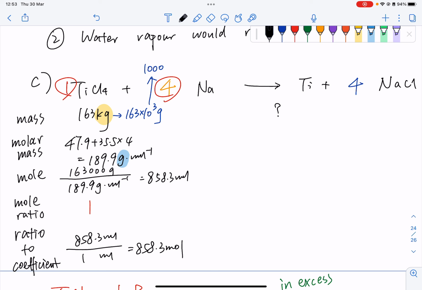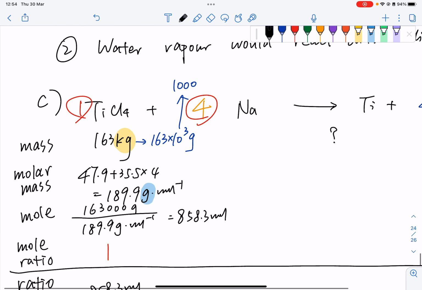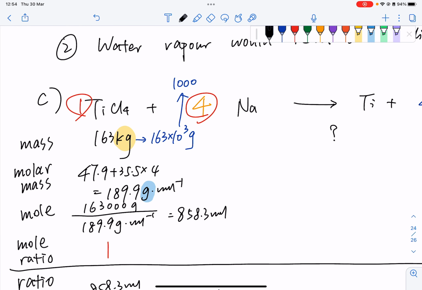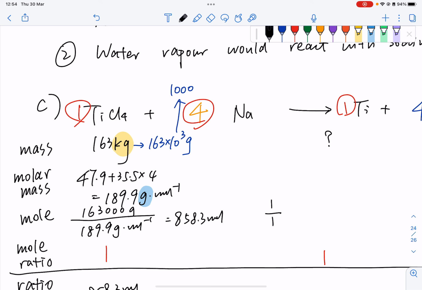So let's take a look at the mole ratio. Let's take a look at the mole ratio for titanium chloride and titanium. The ratio here should also be 1, right? So we know that the ratio here is 1 to 1. And remember for the ratio, we always put the one that we don't know at the top, the other at the bottom, right? So we'll have exactly the same number of moles of titanium here.